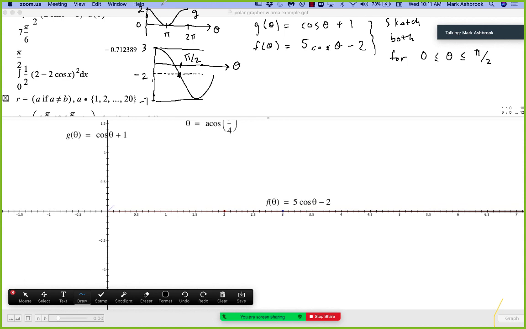Here's the graph of cosine theta plus 1. You should be able to sketch that. That's just the cosine graph moved up 1, so it goes from 0 to 2, with a midline of 1. And basically for that one, r is just going to decrease from 2 to 1, slowly at first and then rapidly.